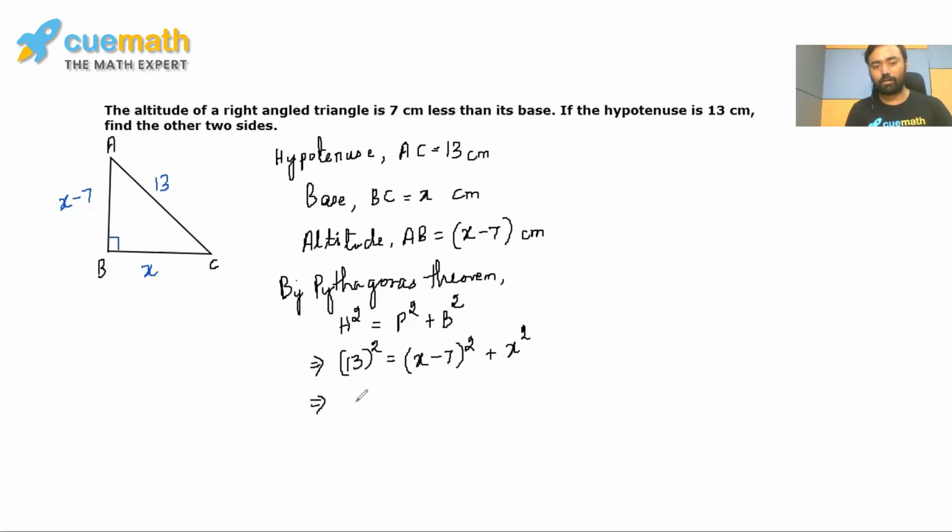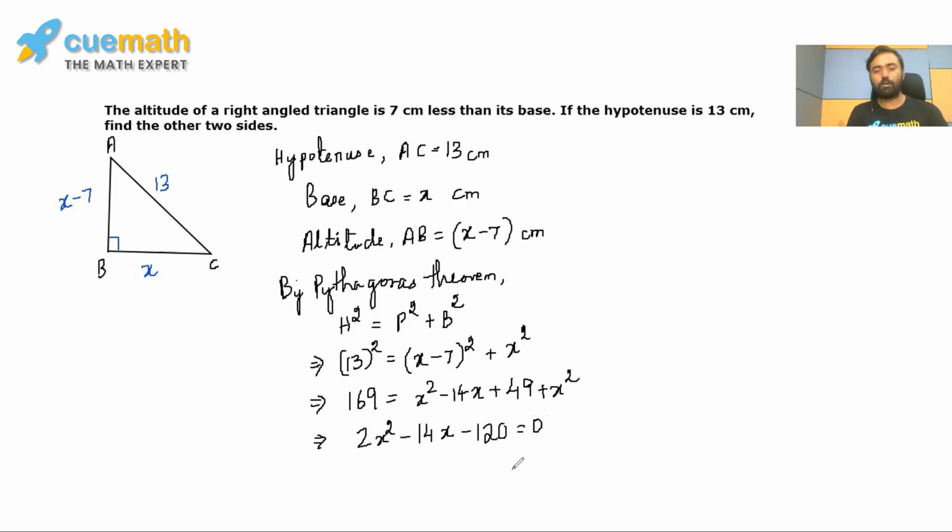Now if we evaluate this equation, 13 square is 169, and (x minus 7) whole square is x square minus 14x plus 49, plus x square. Now if we take all the terms on one side and keep the coefficient of x square a positive number, we get 2x square minus 14x minus 120 is equal to 0. Now we see that this is nothing but a quadratic equation, so we can easily factorize this.